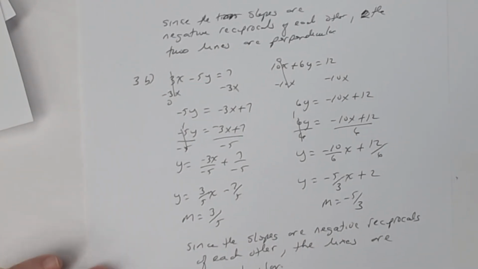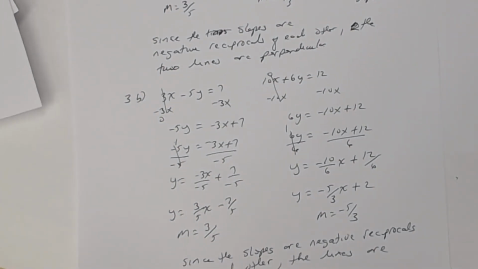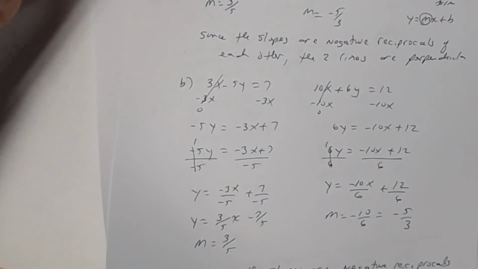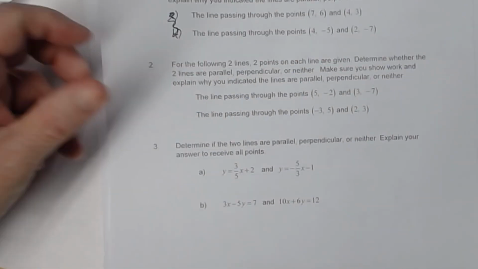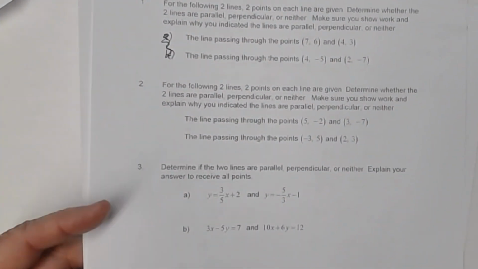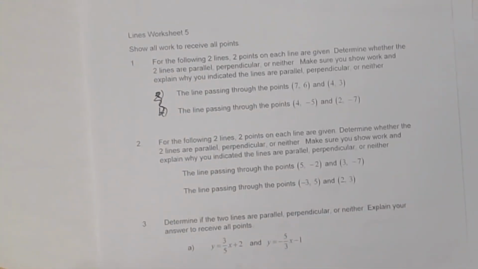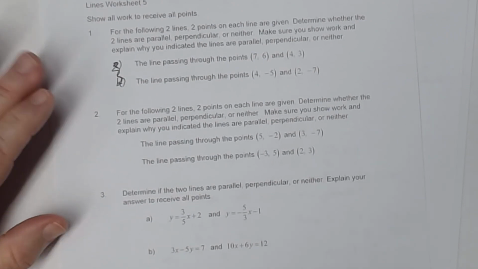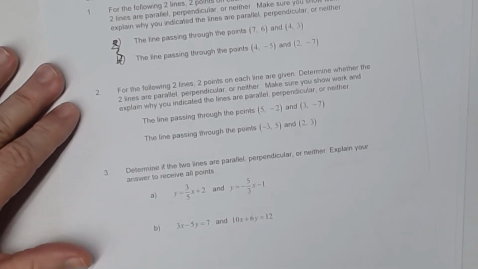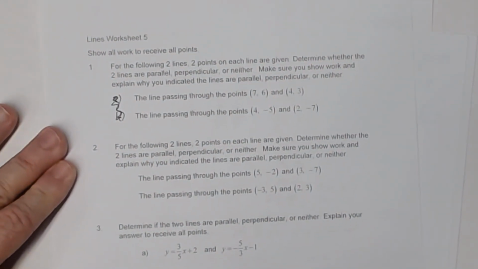Okay? All right, so we had quite a few perpendiculars here. I did not mean for that to happen, but it did. But that's the process you go through. Okay, so that is it. That is the key to the worksheet on determining whether two lines are parallel, perpendicular, or neither.